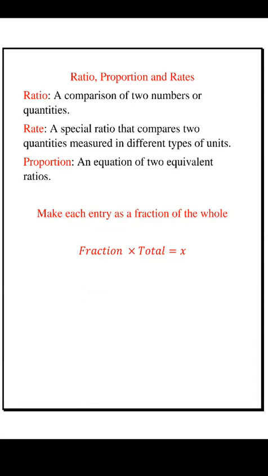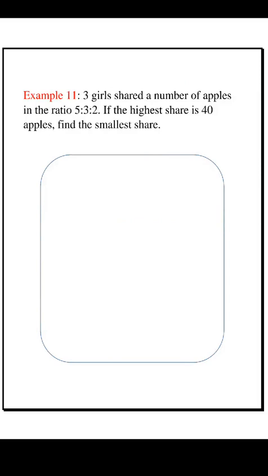Another thing is, if they give us a particular fraction or we make a particular fraction and multiply it by the total, it's going to give us the amount that that fraction is cutting out of the total. Let's take an example. Now, 3 girls shared a number of apples in the ratio 5:3:2. If the highest share is 40. So if you sum this up, 5 plus 3 plus 2 is 10.